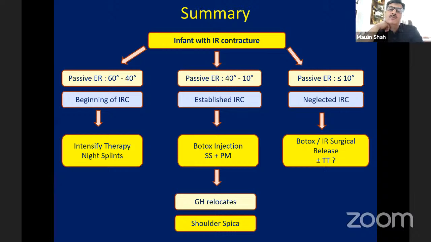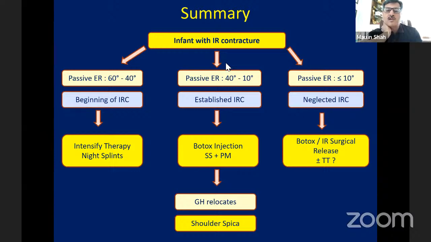And finally, those who are less than 10 degrees, we term it as a neglected contracture. So there I use Botox for very young children, but there are people across the globe who have been doing tendon transfer as early as 9 months. The problem with that is in 9 months, the transferred tendon would also not have recruited well. So we doubt the outcome of those patients. So we try to buy time by giving Botox.